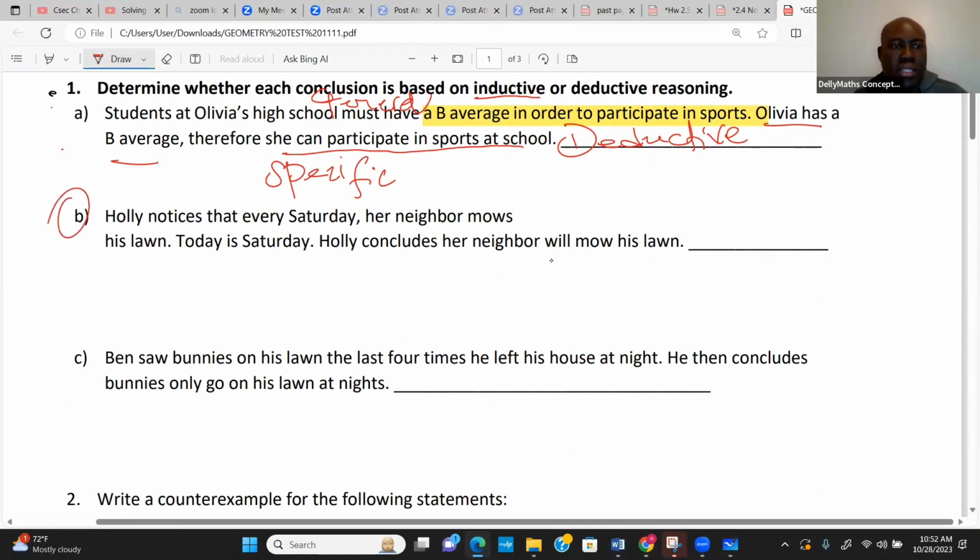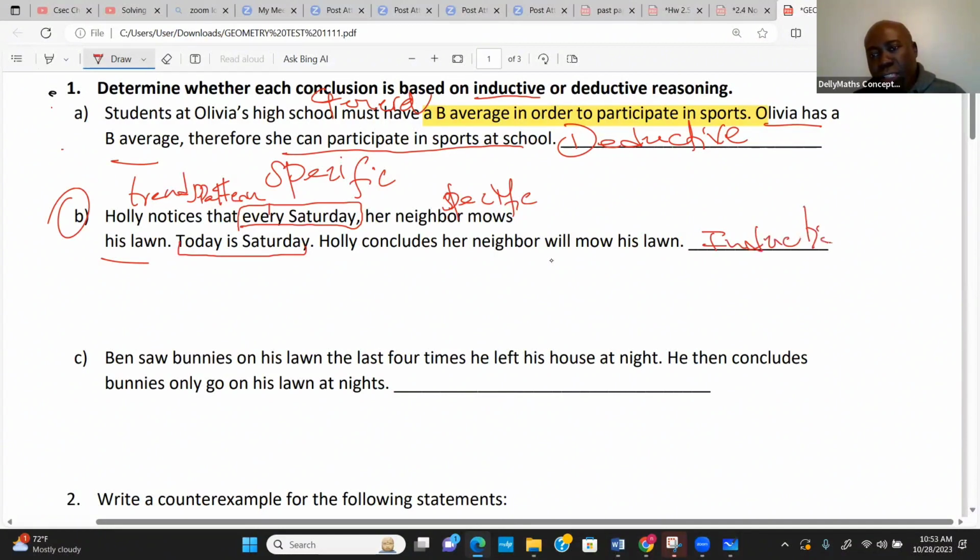For this one at B, it says, Holly noticed that every Saturday, taking a look at this, every Saturday, this is a trend, this is a pattern. Every Saturday. So we could see the trend, the pattern coming out right here. That's our trend. That's our pattern. Use of words. We're seeing it there. Her neighbor mows his lawn. Today is Saturday. So we're moving from her neighbor, which is very specific. And then we're going to generalize. Today is Saturday, so she concludes her neighbor will mow his lawn. This is inductive.